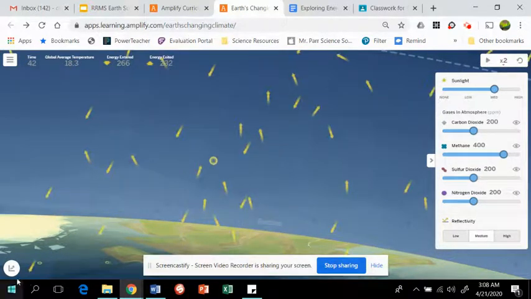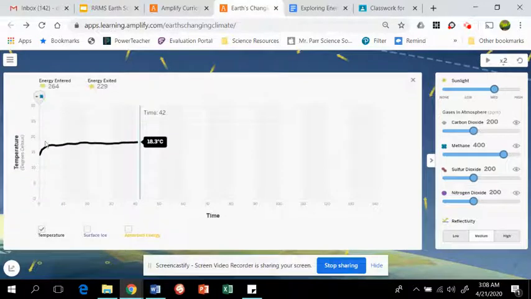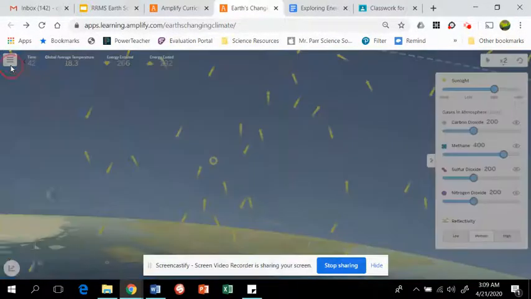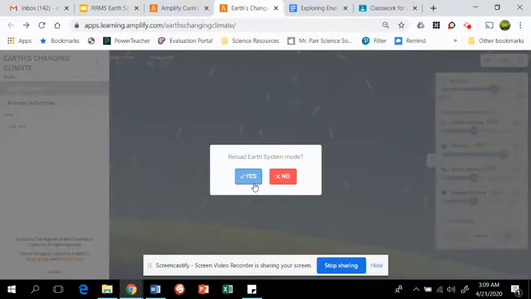About 40. Pause. Okay, pull up my graph. Okay, temperature increased. Kind of looks very similar to carbon dioxide. The surface ice decreased about 20%. And the absorbed energy, again, there's these fluctuations, but the trend is that overall it's increasing. So the Earth is absorbing more energy. We don't quite know why yet. So I'm going to reset Earth system, reload, yes.